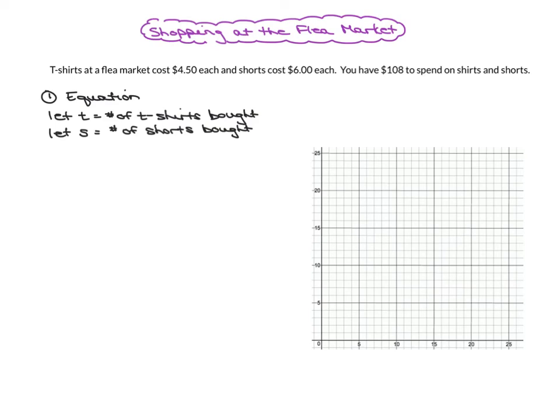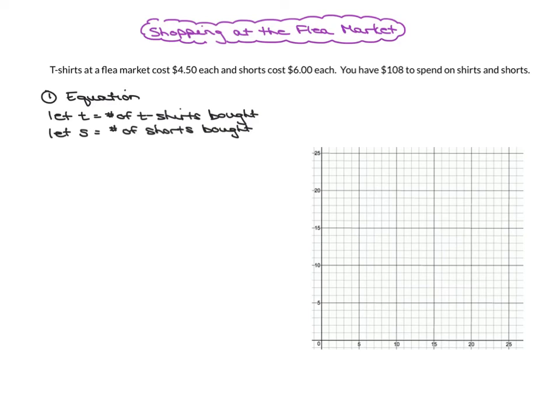All right, your first task is going to be to write an equation that models the possible combinations of t-shirts and shorts that you can buy for $108. Before we start, let's just standardize our variables. I've just defined T. Let T be the number of t-shirts that are bought, and S is the number of shorts that are bought. So please pause me and try to write the equation yourself.